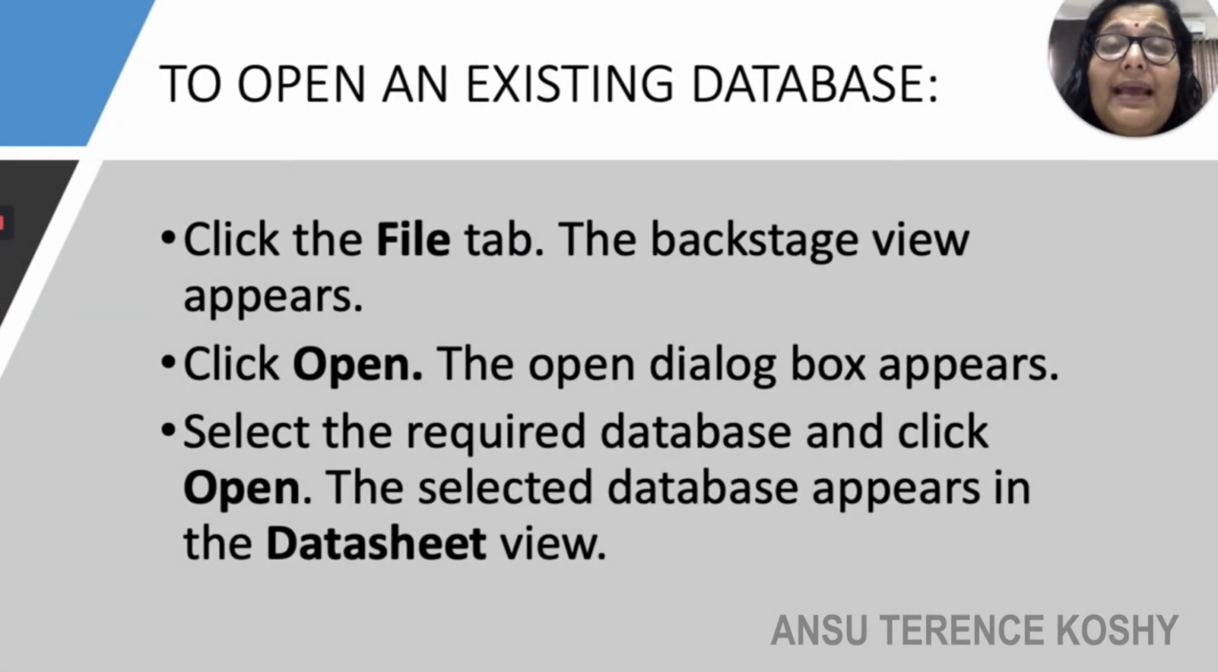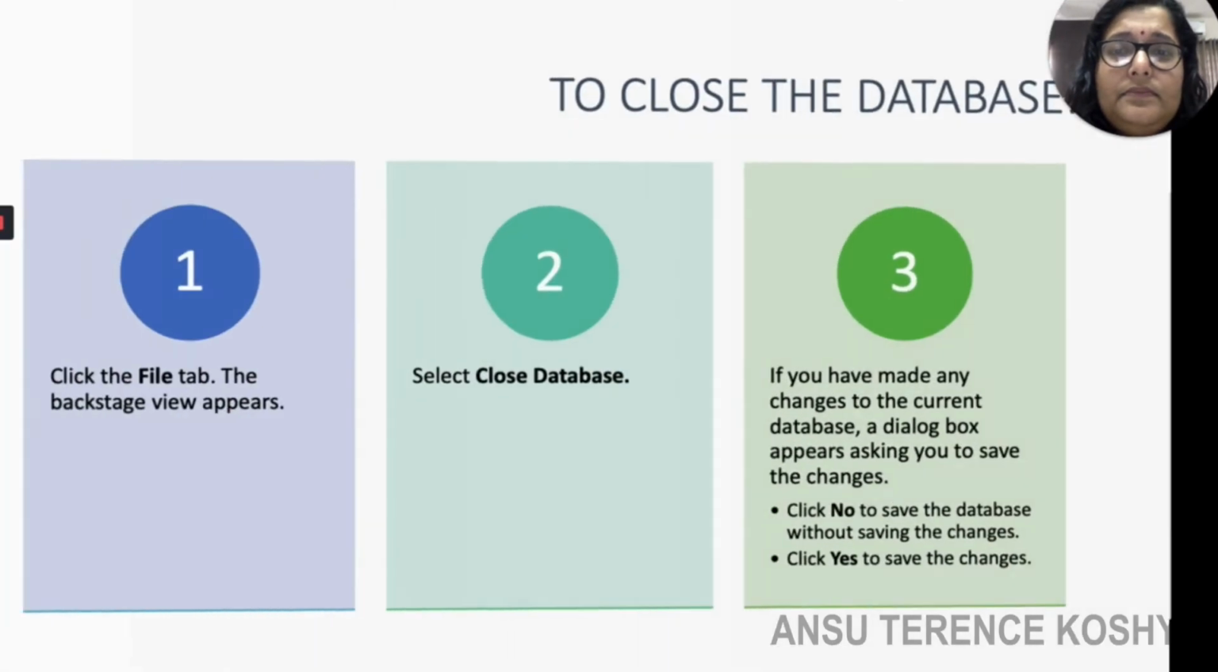To open an existing database, how can you open an existing database? Click the File tab. The Backstage view appears. Then click Open. The Open dialog box appears. Select the required database and click Open. The required database appears in Datasheet view. You have to go to File. You have to click on the Open option. And from the Open, you have to click the selected datasheet that you want.